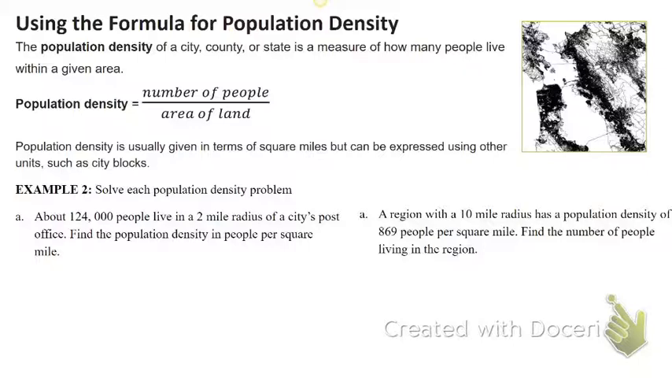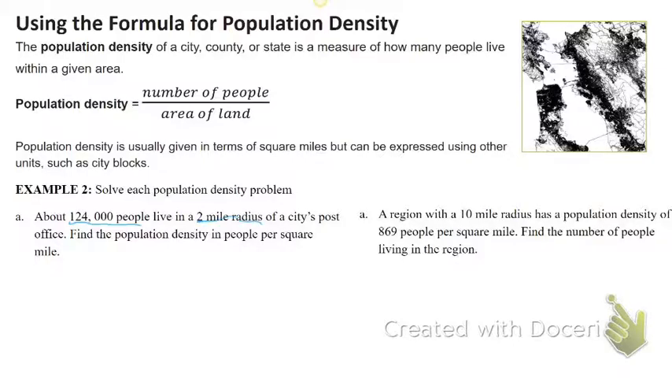Let's look at example 2. We want to solve the population density problem. About 124,000 people live in a 2-mile radius of the city's post office. Find the population density in people per square mile. So we know the population density is going to be equal to the number of people, which was given, and we need to divide that by the area of land.